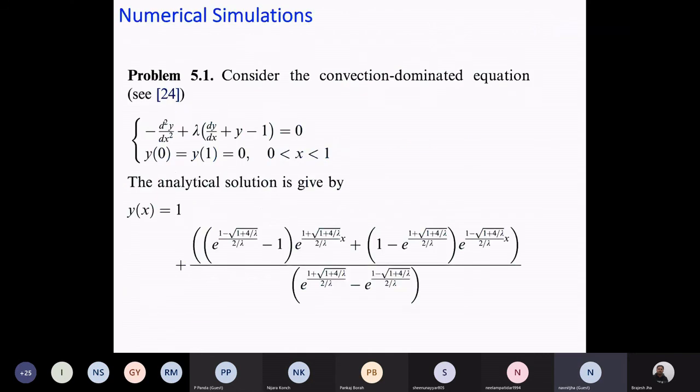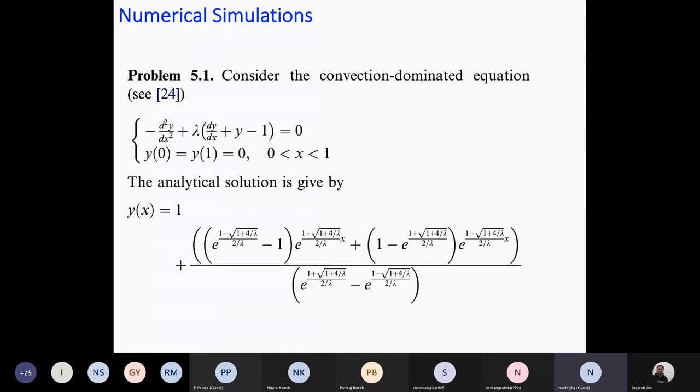Coming to the numerical simulation, the convection dominated equation is minus d2y by dx square. It is basically u. Please take it as u instead of y. I copied it from one of my published papers. There I have used the symbol y. That is why it is coming out to be.